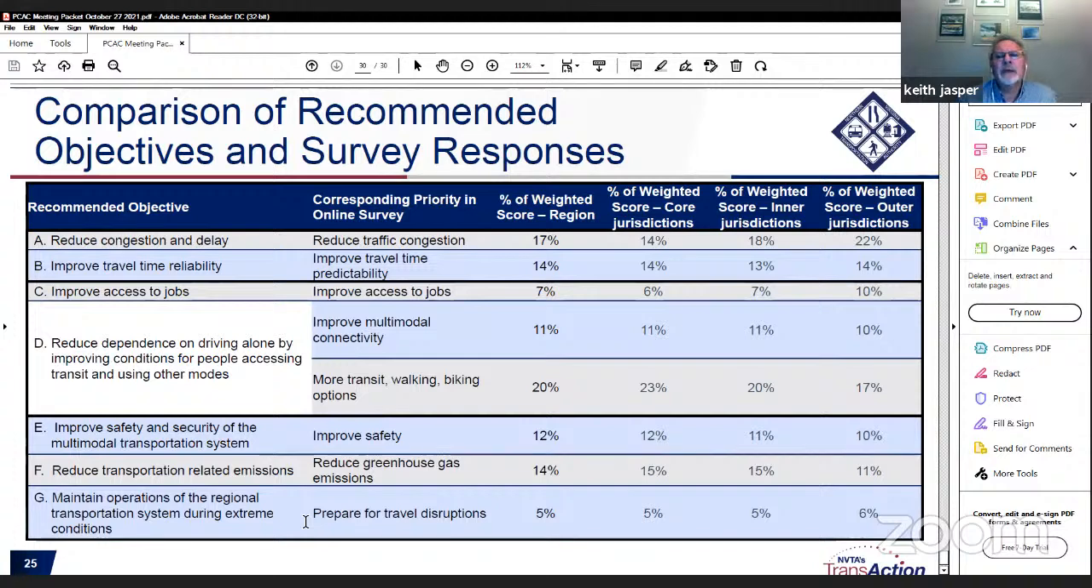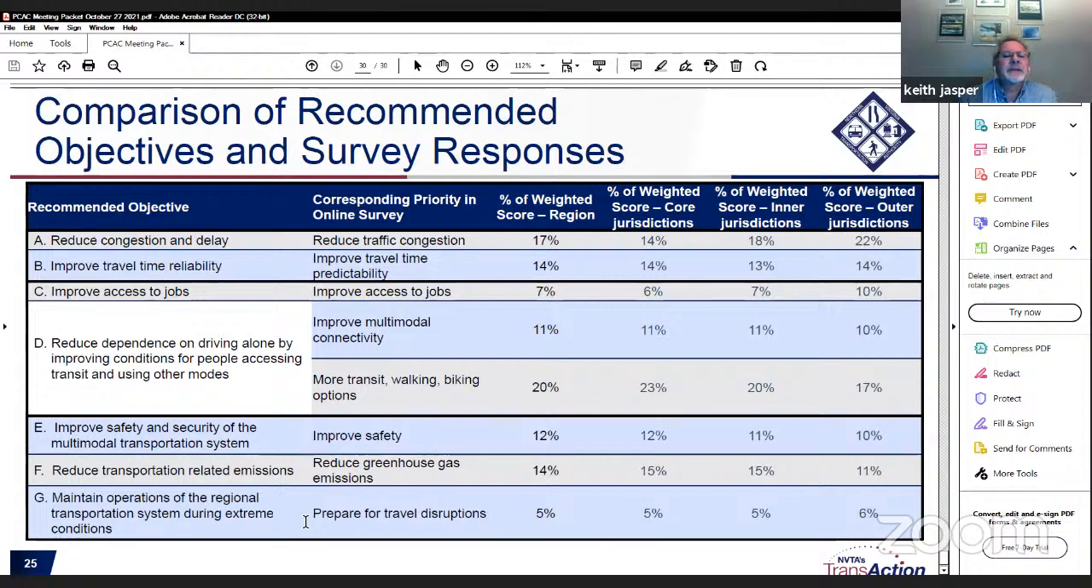So in much the same way that Tom had highlighted some variations as you move through the subregions, when you look at, for example, recommended objective D, for which there are 2 corresponding priorities in the survey, the one entitled More Transit, Walking, Biking Options, essentially based on the survey result, shows 20% of the total weighting will go to that objective, and the next highest for the region being 17%, which is to reduce traffic congestion. That's recommended objective A, and so on.